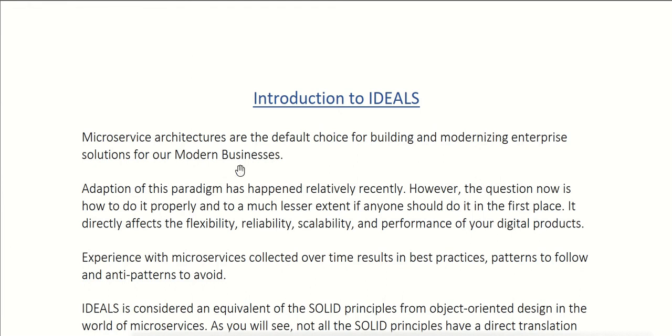So microservice architectures are the default choice for building and modernizing enterprise solutions for our modern businesses. Okay, adoption of this paradigm has happened relatively recently. However, the question now is how to do it properly, and to a much lesser extent if anyone should do it in the first place. Okay, it directly affects the flexibility, reliability, scalability, and performance of our digital products.